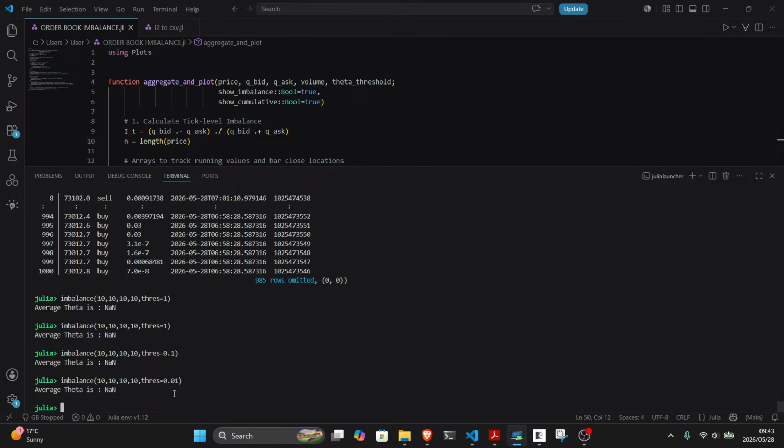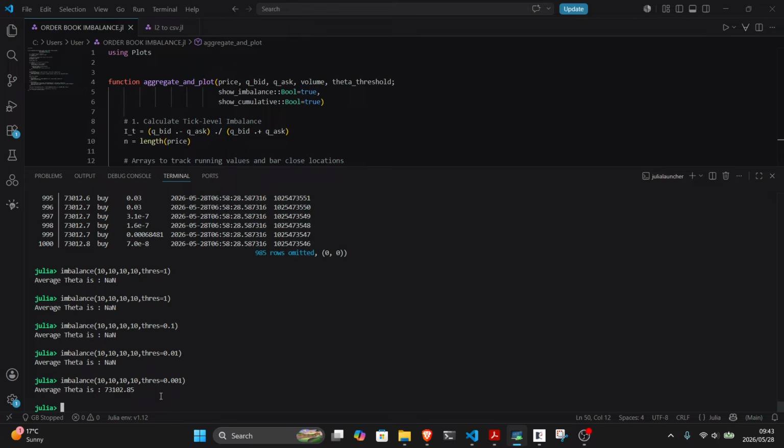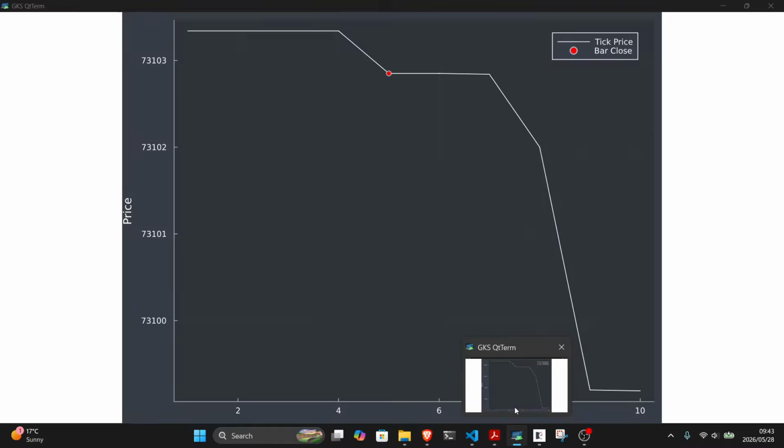Average theta is still not a number. Let me see if I could squeeze something out of it by forcing the threshold to be small. Now our average theta is 73,102.85. Let's go look at our plot. And as you can see, there was only one aggregate, just one bar close. I mean, what do you expect?